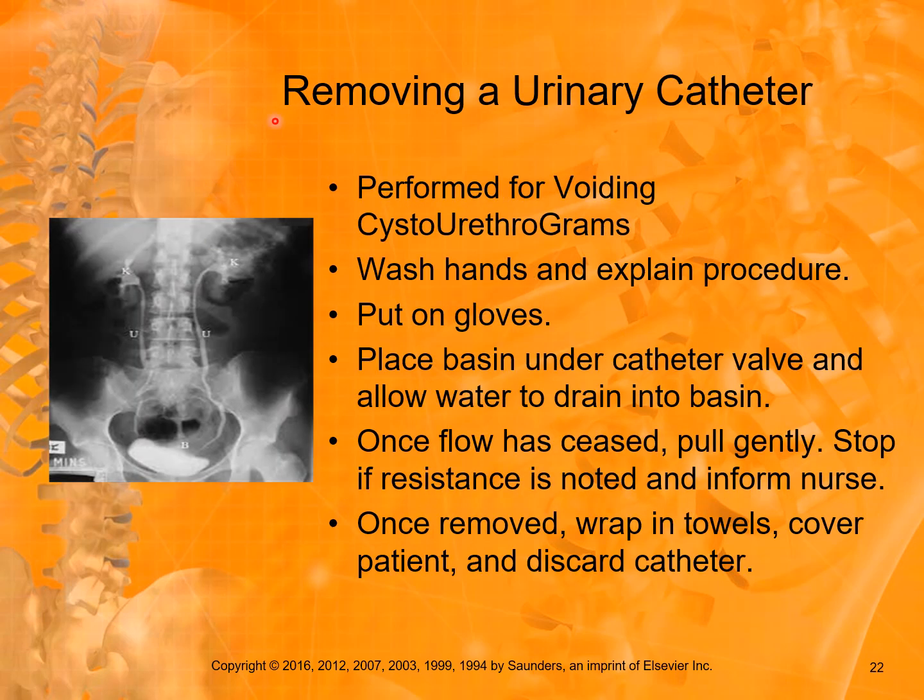Removing a urinary catheter, performed for VCUGs. Wash hands and explain the procedure. Put on gloves. Put a basin under the catheter valve and allow water to drain into the basin. Once flow has ceased, pull gently. Stop if resistance is noted and inform the nurse. Maybe you forgot to deflate the balloon. Once removed, wrap in towels, cover the patient, and discard the catheter.